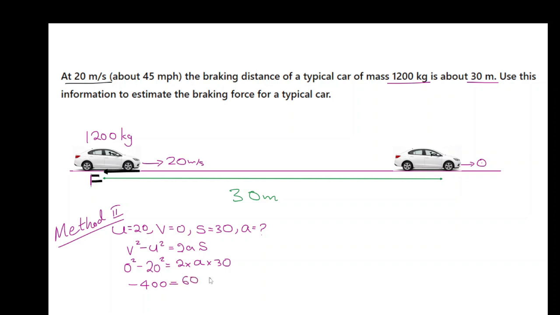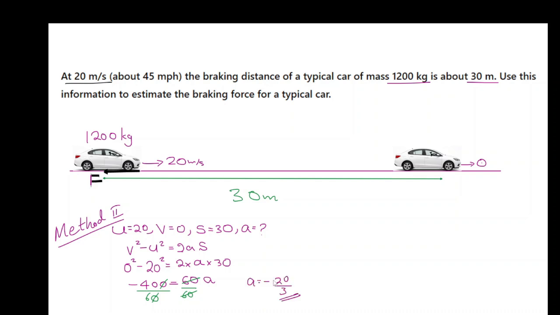Now to find the value of a, I just need to divide both sides by 60. Now you get some decimal value here. So I'm just going to cross these two zeros and leave it as negative 40 over 6. Or I can halve it and call the acceleration negative 20 over 3.